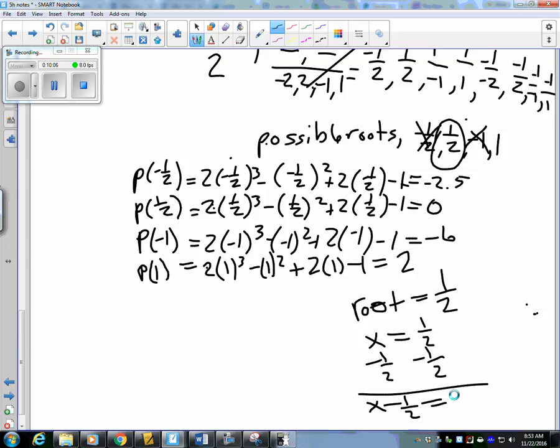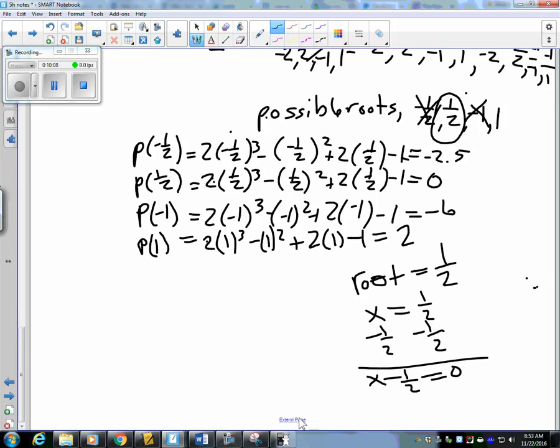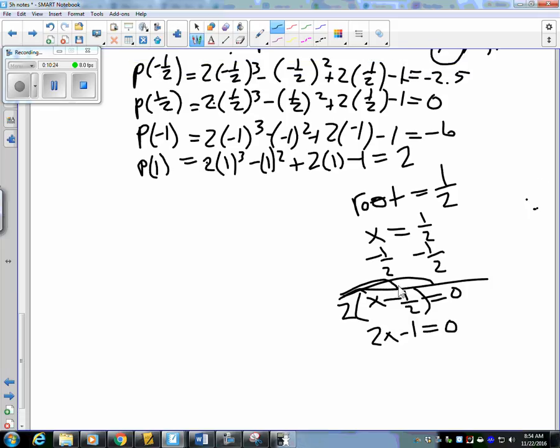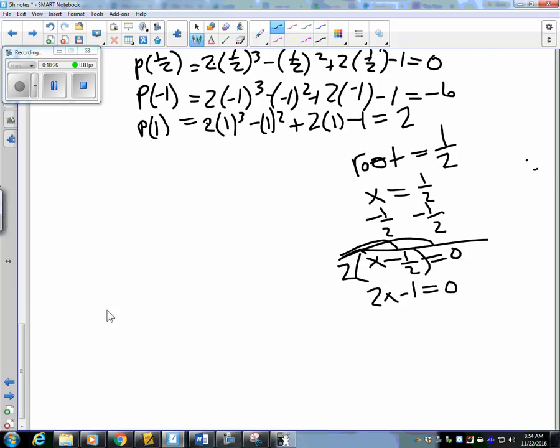And then multiply the whole thing by 2, the denominator. 2 times x is 2x. 2 times negative 1/2 is negative 1. And 2 times 0 is 0. So our factor is 2x minus 1. And we're going to divide this factor out of the original polynomial. So 2x minus 1, because the leading coefficient is not 1, we have to use long division.